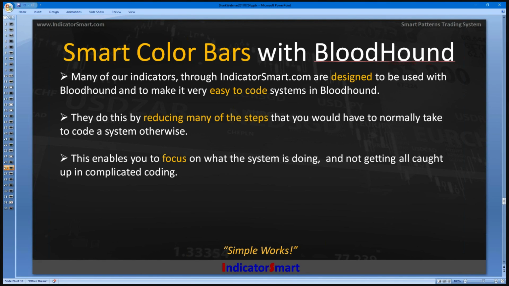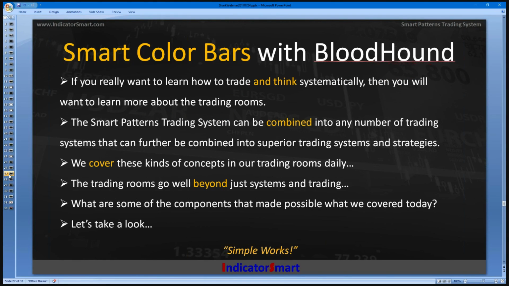So we talked about how some of these indicators are designed to be used with Bloodhound to make it really easy to code. You saw how easy that was. It's a phenomenal trading system. I'll tell you guys, I used to think if I could eke $12,000 a year out of a trading system, that was just phenomenal performance. But this thing has really cooked since we released it on April 25th. And so it makes the coding really simple, so you can focus on other things and bring in other system components into it.